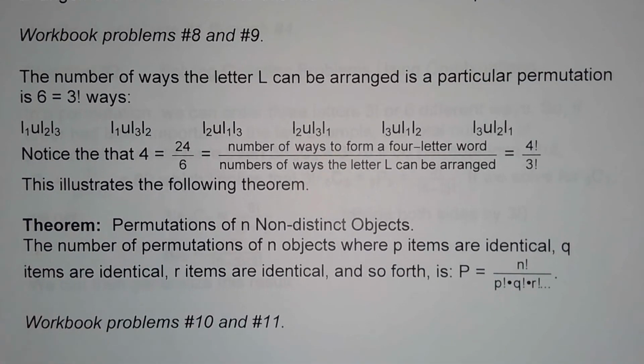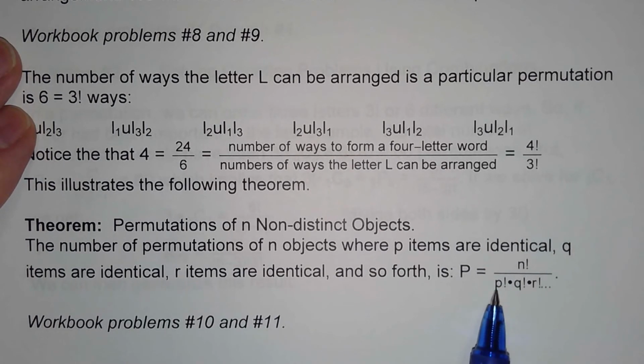Permutations of n non-distinct objects. The number of permutations of n objects where p items are identical and q items are identical, r items are identical, and so forth is n factorial, all divided by p factorial times q factorial times r factorial, and so forth.